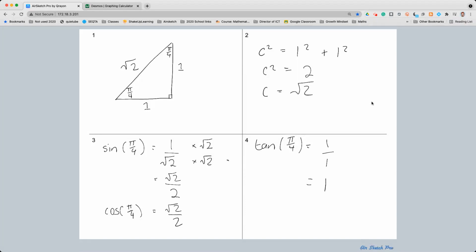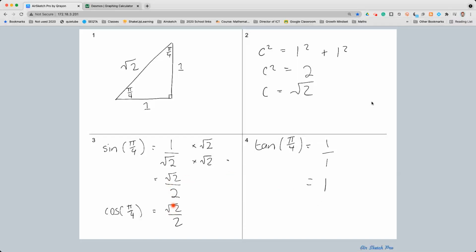Opposite over adjacent, so it's just 1. Okay. Tan pi on 4. Because isosceles triangles are a rather neat category of triangles, and because all isosceles triangles are just scaled up versions of this, these 3 values are common values that are used within mathematics and physics and engineering and stuff like that. So we tend to use these exact values wherever we can.